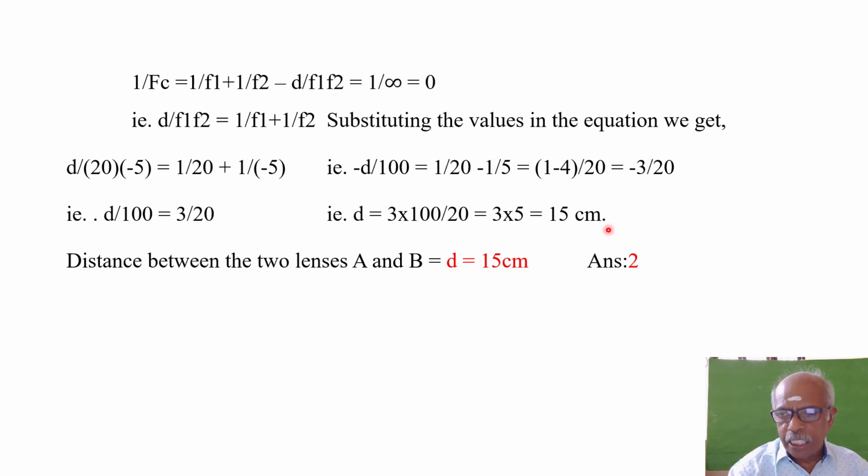So this is a very simple question. You have to work it properly. The point behind the question is that the value of FC is infinity. Then only will the parallel beam of light come out of B, that is, come out of the combination. That is the point you have to remember. If you remember that point, you can solve this question very easily.